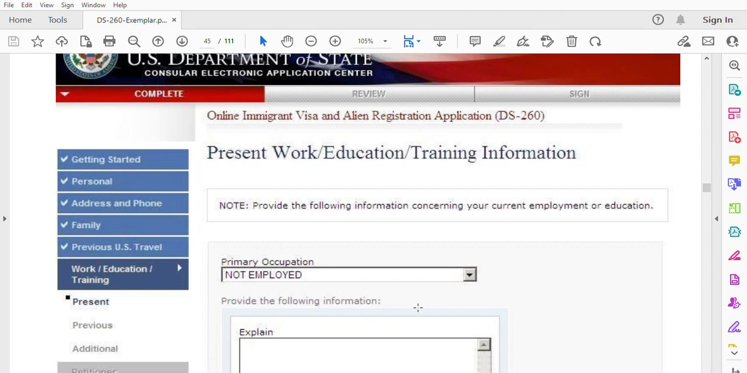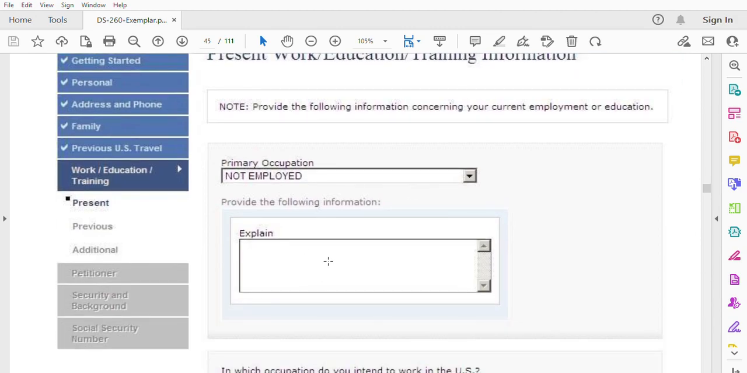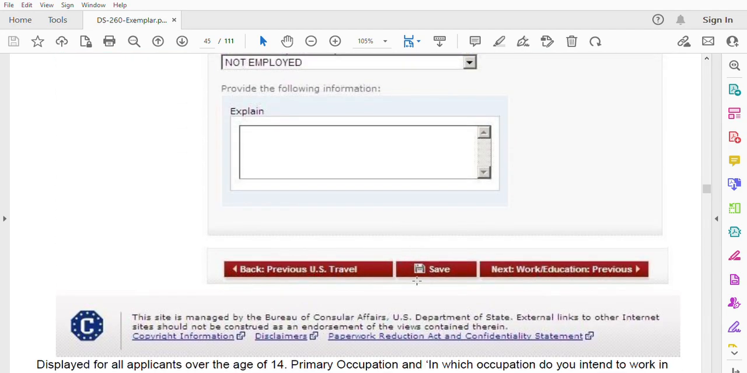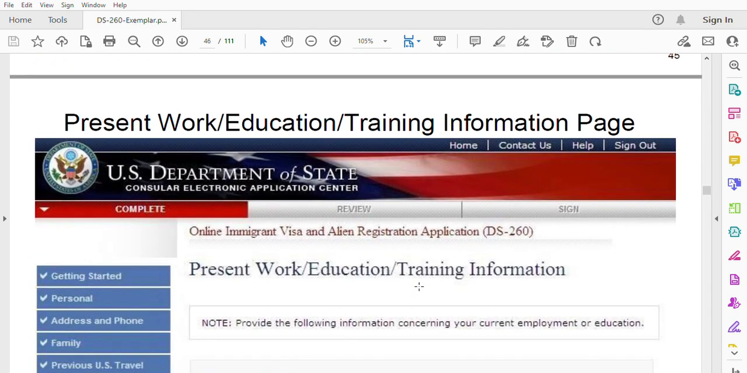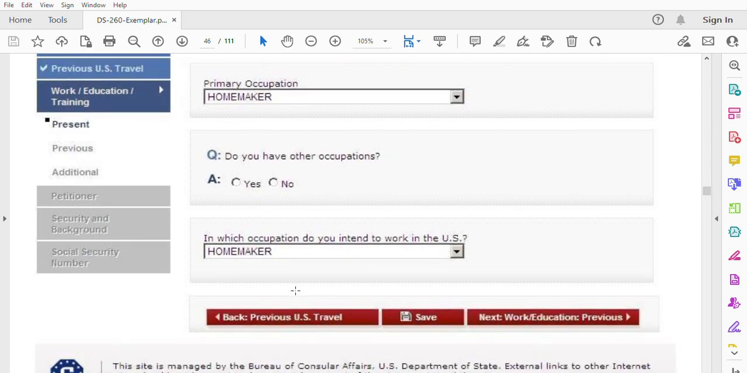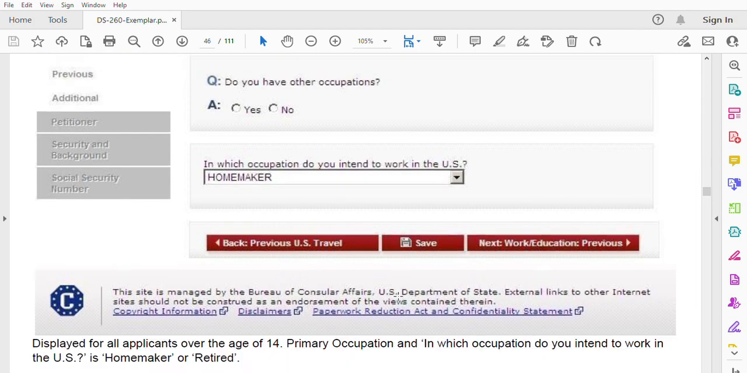Present work, education, training information. If you are not employed, you're going to put it right here and explain why. The same question as the other ones. So same thing right here, the question: do you have another occupation? It depends on your answer. If you say yes, now you can answer the other information right here.